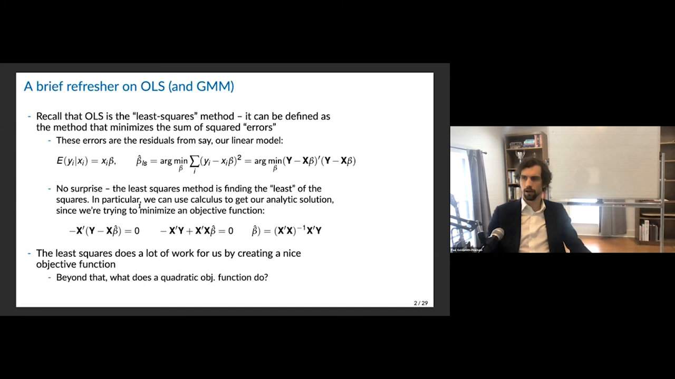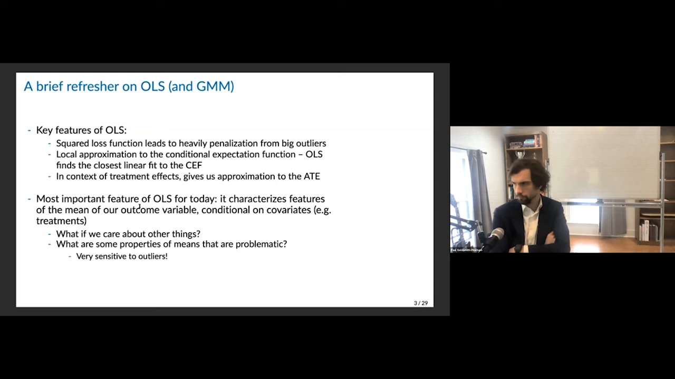The other thing is that this quadratic objective function isn't just making it easy for us to do calculus; it has some other properties. By being squared, it's a squared loss function. Some of the terminology you'll hear is squared loss function, or you might call it the L2 norm.